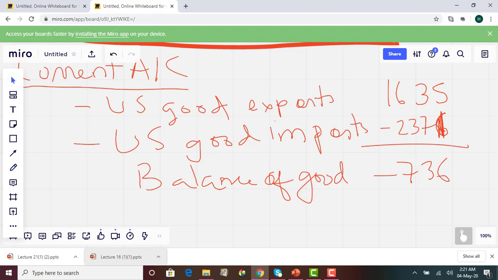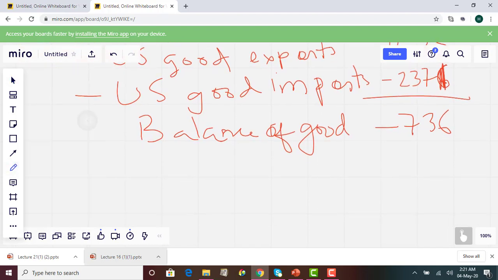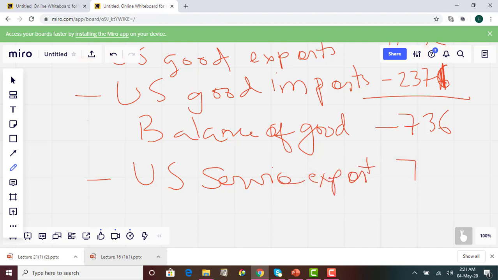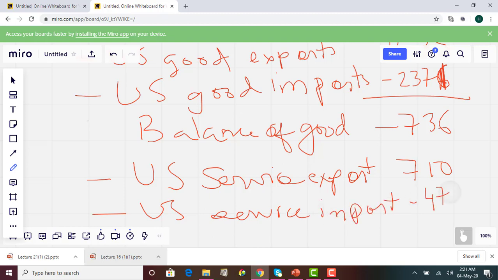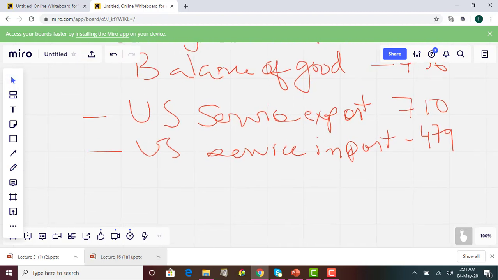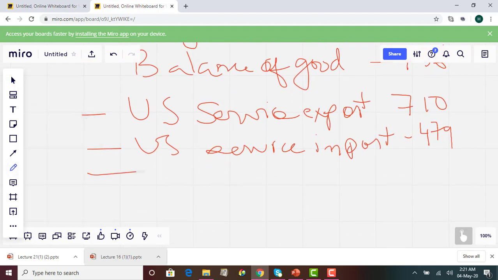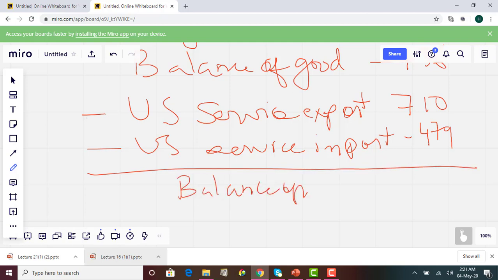In the same way, under the current account, we will have the services. So US exports services, and let's say the number is 710, and then US imports services, and let's say it's going to be a negative number because we are importing, and let's say it's 479. So the balance on services is 231.